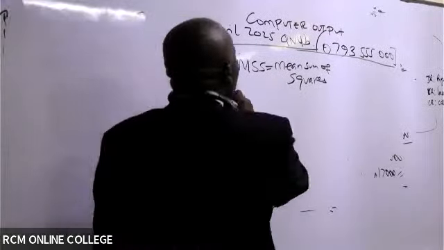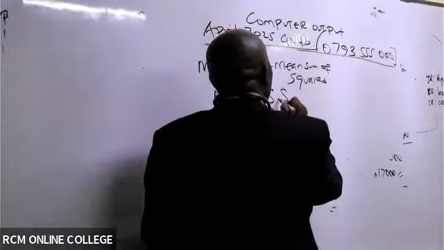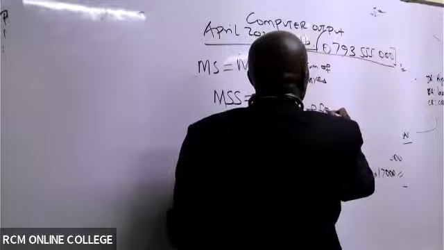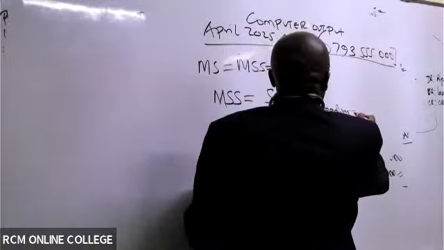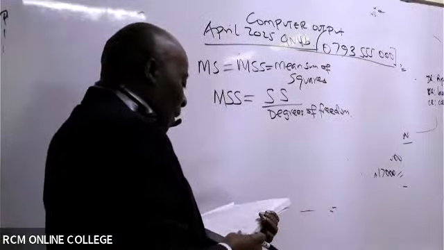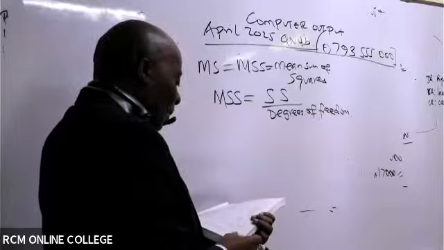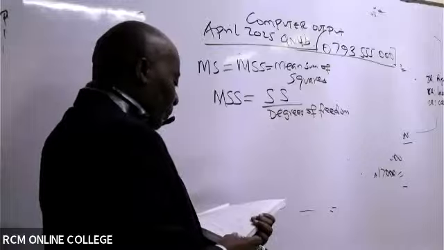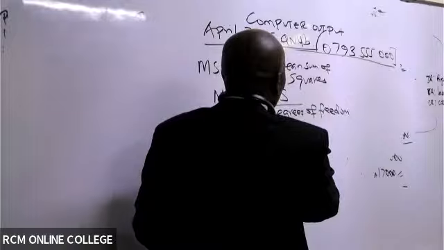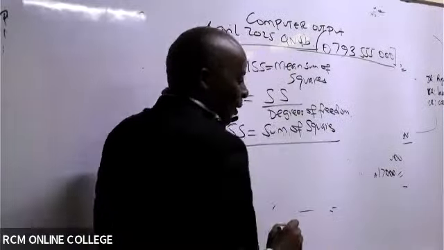How do I get this mean sum of squares? To get this mean sum of squares, we normally take sum of squares divided by degrees of freedom. Anytime, ladies and gentlemen, they want us to get mean sum of squares, we shall always take this SS. And by the way, SS stands for sum of what? Sum of squares. Yes, very important.